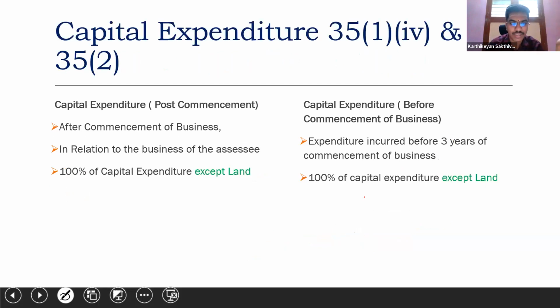Same is the case with capital expenditure, before commencement and after commencement. Any capital expenditure in relation to research, if it is after the commencement of business and is in relation to the business of the assessee, 100% of the capital expenditure except land can be claimed as deduction. However, if it is before commencement of business, same thing, with a time limit of up to 3 years. So whatever capital expenditure has been incurred in the 3 years before this year can be claimed as deduction under 35(2), right? Here also the land cost cannot be claimed as deduction.